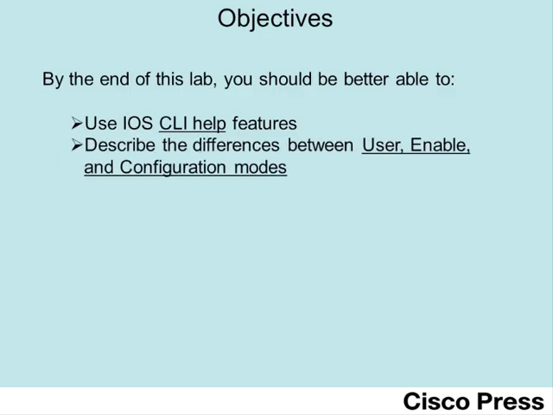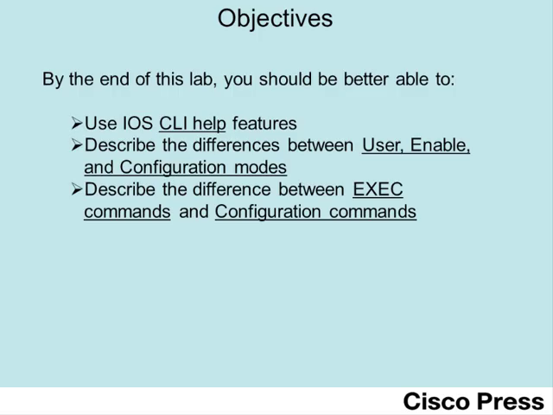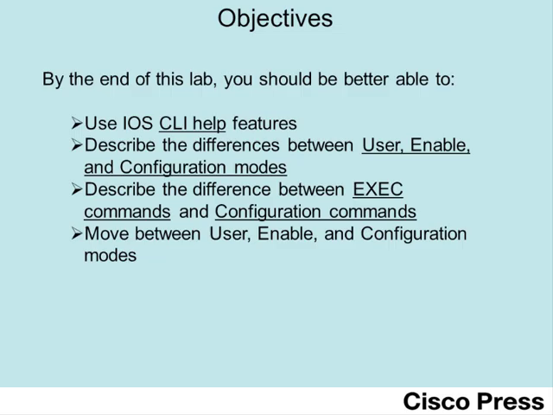Then we'll talk about some different modes, user mode, enable mode, and configuration modes, and what those let you do. At that point, we'll talk about the difference between the commands you can use there: exec commands that let you look around at what's going on in a router or switch, and configuration commands that let you tell the router and switch what to do. Finally, we'll talk about how to move around between these different modes, the user, enable, and configuration modes.